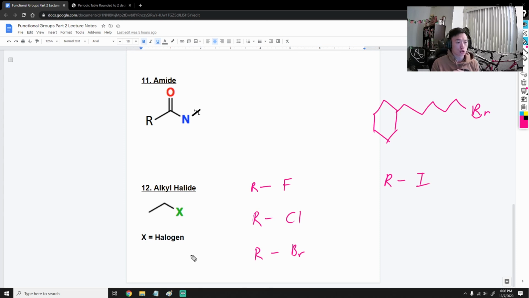Alrighty guys, so those are the 12 functional groups that we're going to be learning about in this class. For your assignment today, you're going to be looking for these functional groups in different molecules. I'm on the Zoom call. If you guys need any help or have any questions, good luck on the assignment, and we'll see you guys next time.